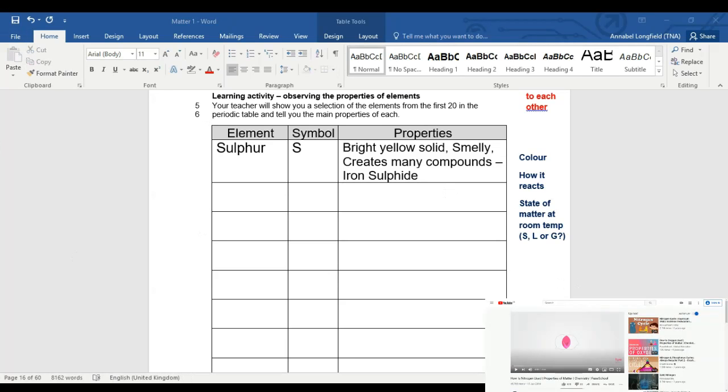Our next video is then of nitrogen, so make sure that again you are filling in your table with the properties. You are looking for the colour, how it reacts, and the state of matter at room temperature.